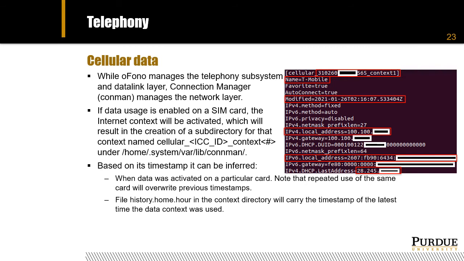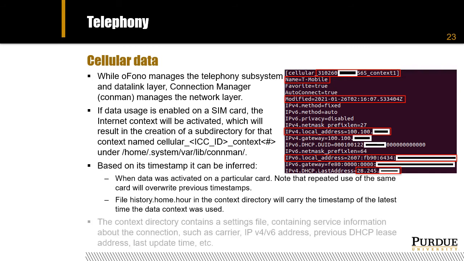Based on the timestamp of this directory, we can also make another couple of inferences. We can see when data was last enabled on this device, which means that if the user has disabled data and then enables data without swapping the SIM card, we can register that change, as well as we can see when the data was shut off by the timestamp on the history home hour file.